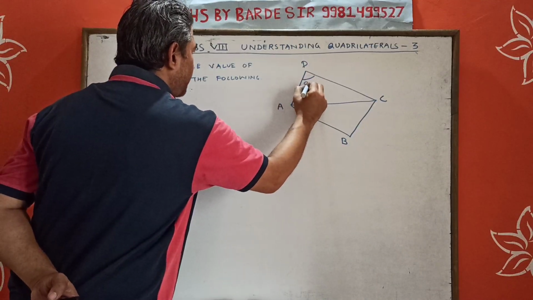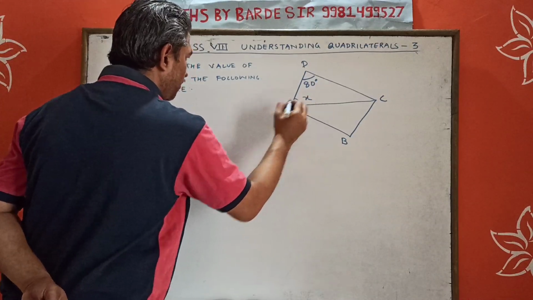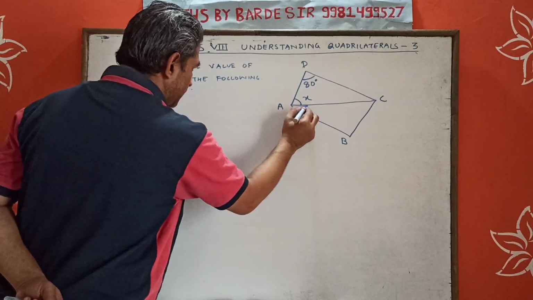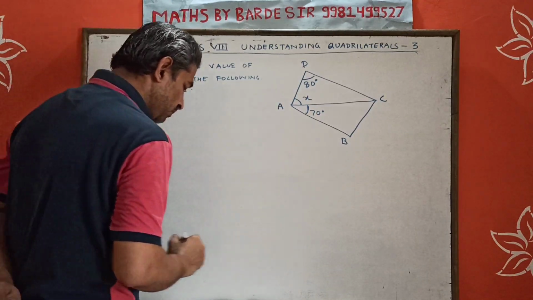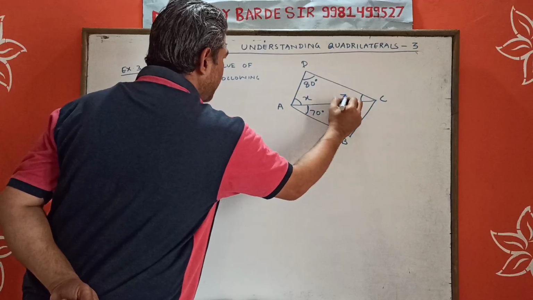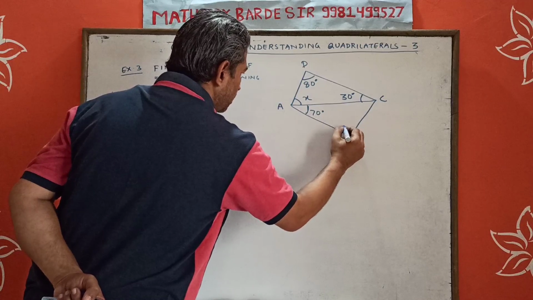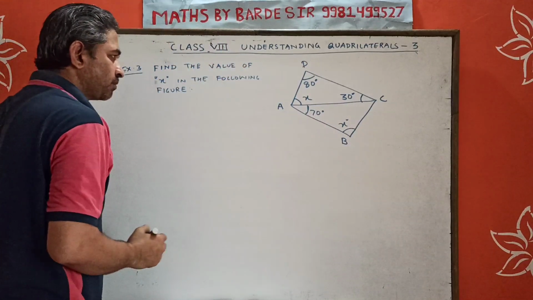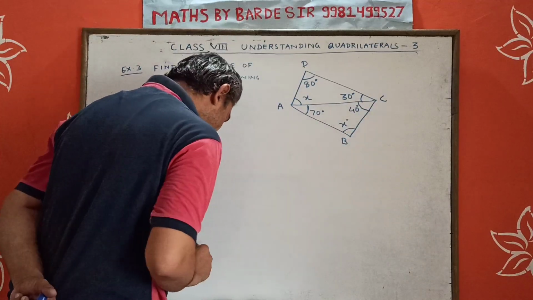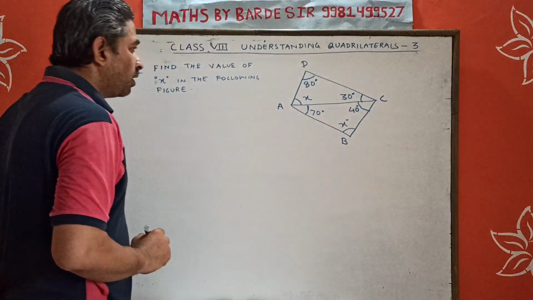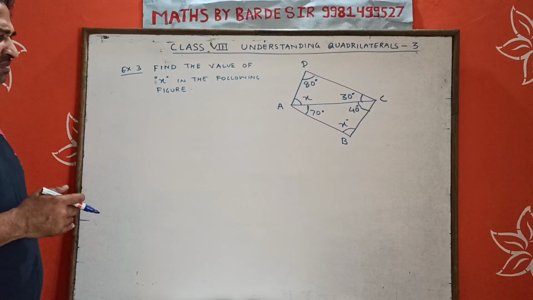This one is 80 degree. This is x here. Again this is 70 degree. This one is 30 degree, and here it is again x, and this is 40 degree. Okay, so now this question can be solved in two ways, three ways rather.